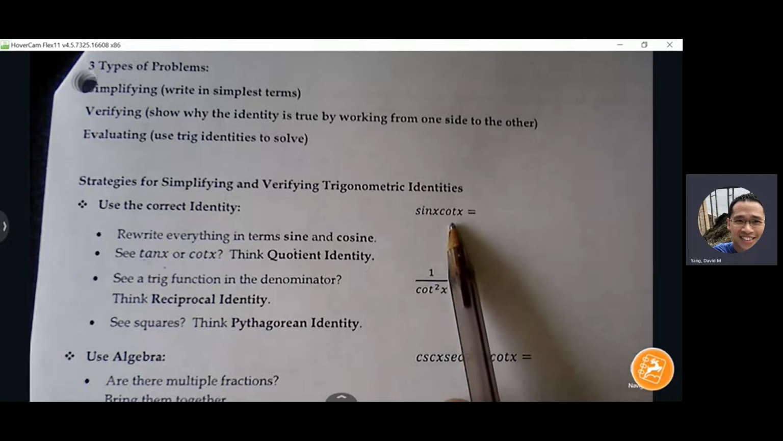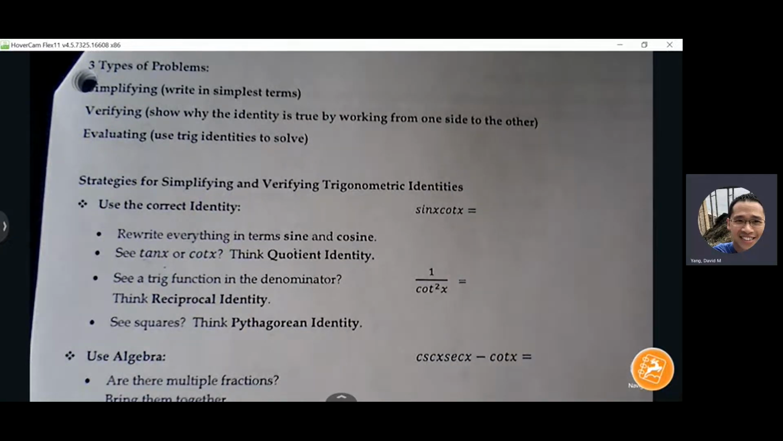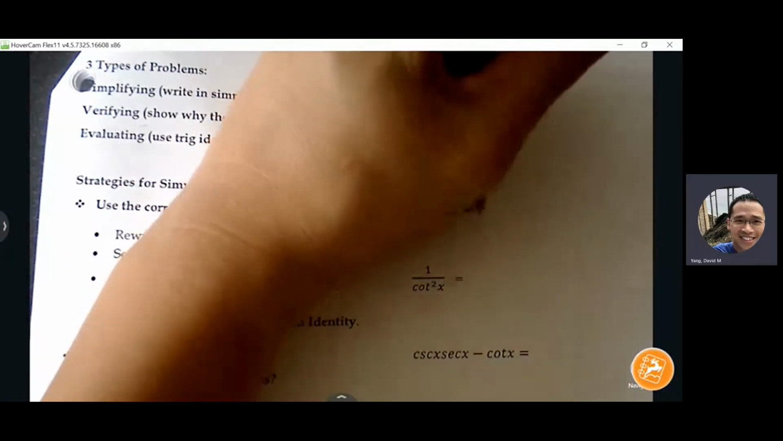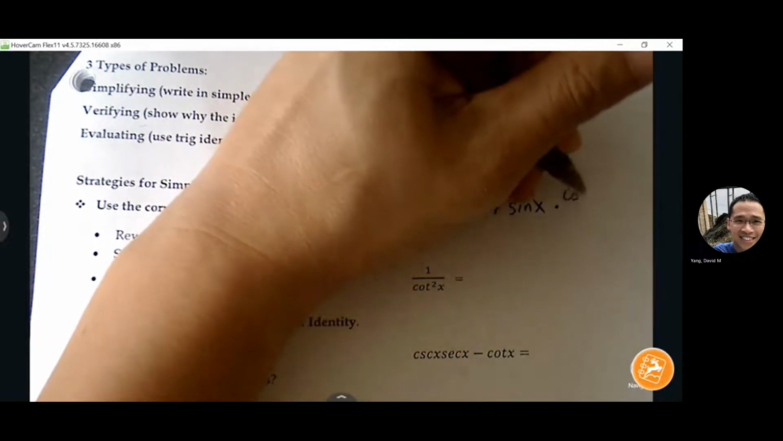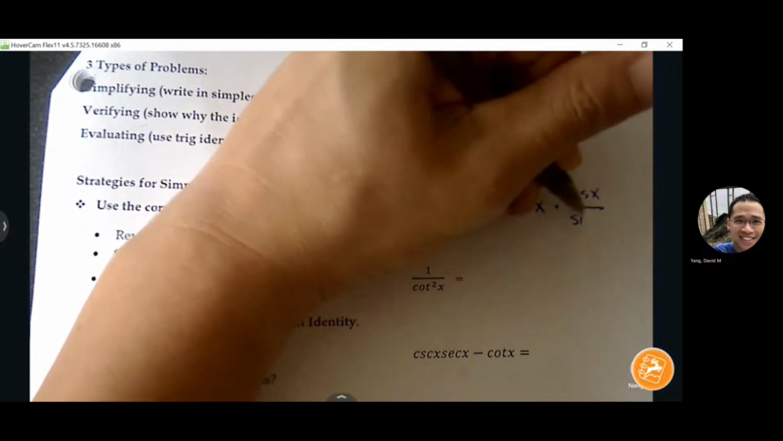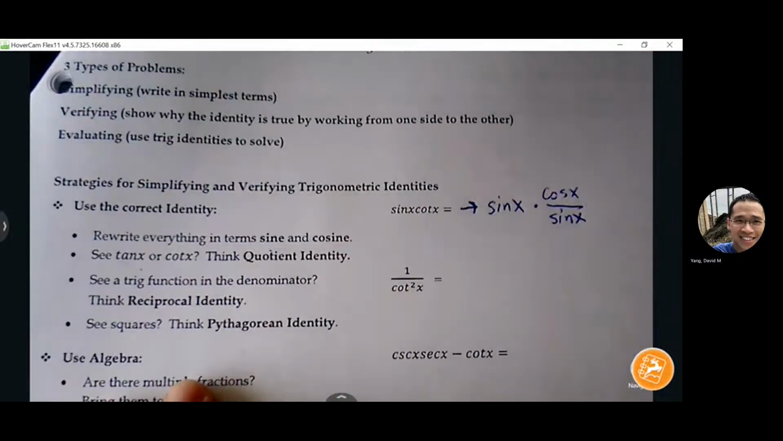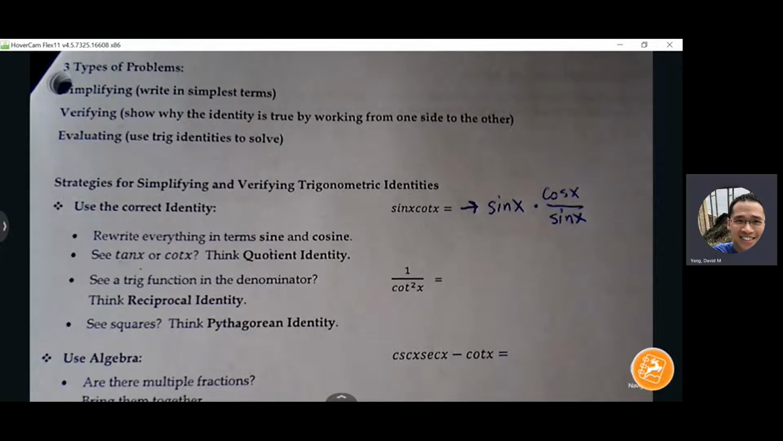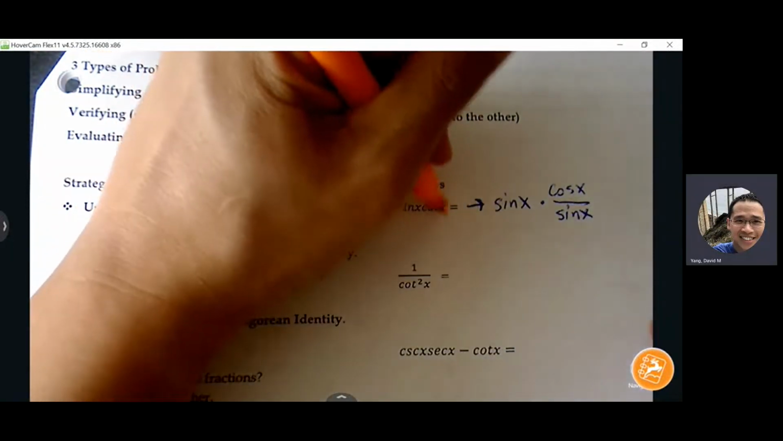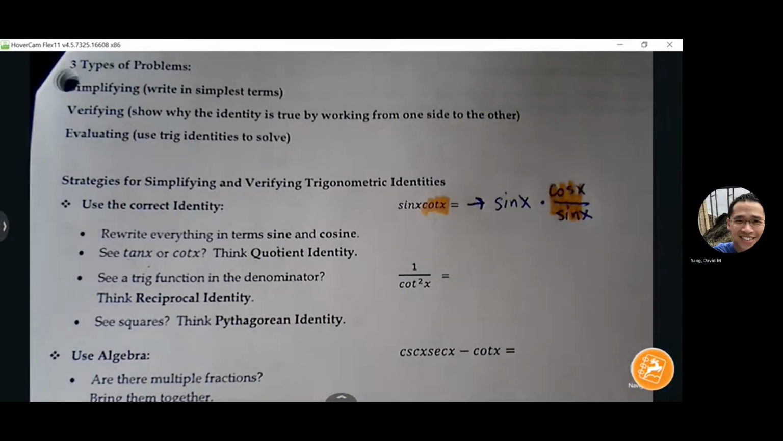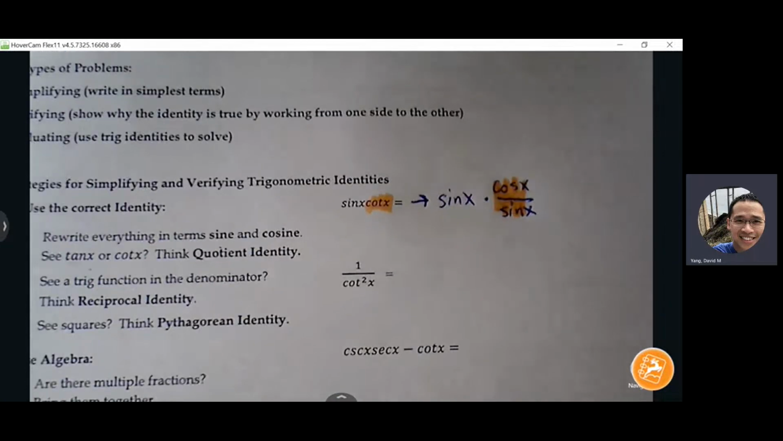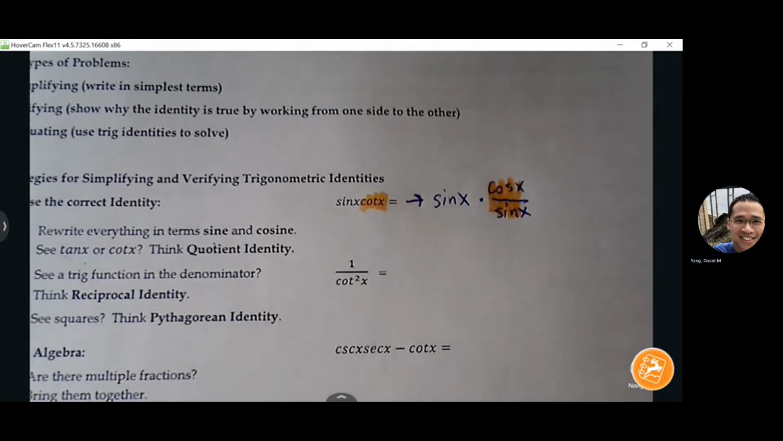we can rewrite this cotangent in a different form, which will allow us to merge things a little bit cleaner. What can I represent cotangent of x as? So I'm just taking that cotangent, rewriting it in a form that is a little bit easier to match and pair up with that sine. So now that I have sine of x times cosine over sine, what can I do to reduce? What do you see?